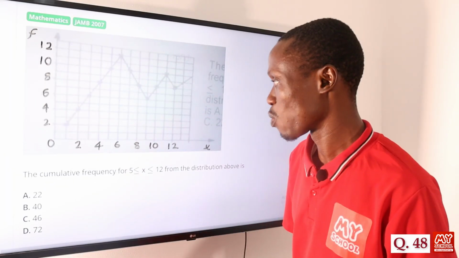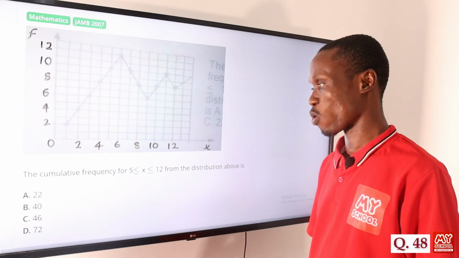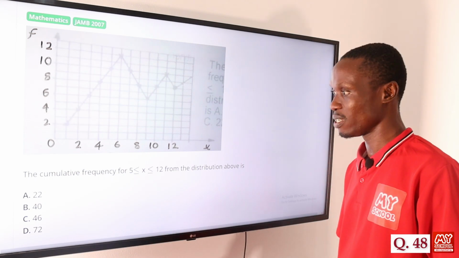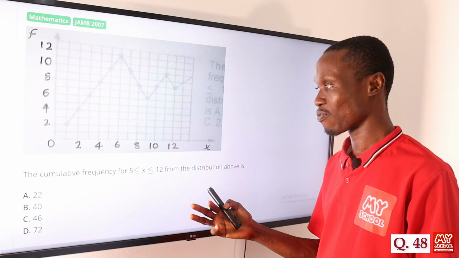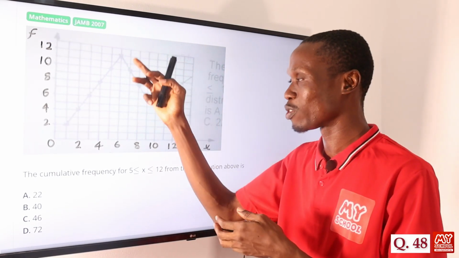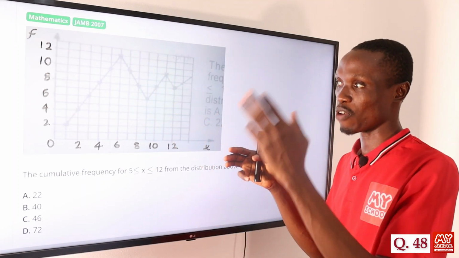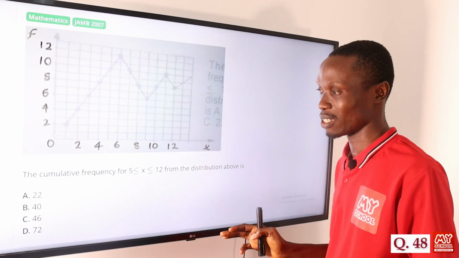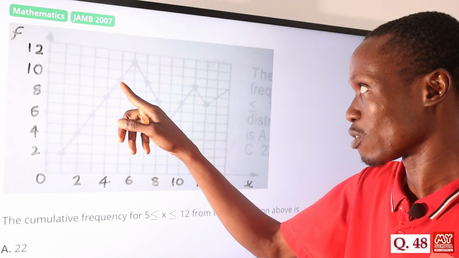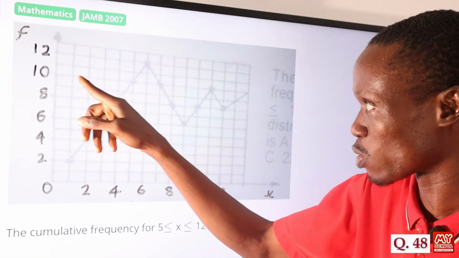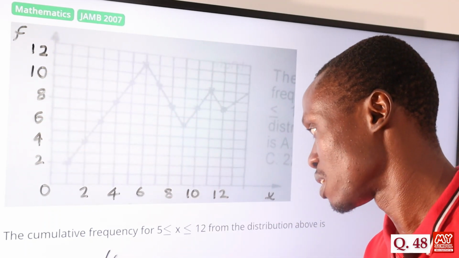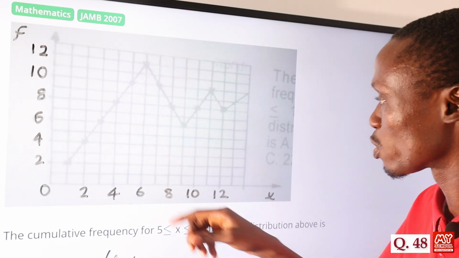Question 48. The cumulative frequency for 5 is less than or equal to x is less than or equal to 12 from the distribution above is, so it's just for us to trace. From 5 we trace it vertically upward, then once we touch the curve, we trace it horizontally to the vertical axis, which represents the cumulative frequency. So if we start from 5, this is where our 5 is. We trace it up to meet the curve, then trace it horizontally to the vertical axis, and we'll be having 10.